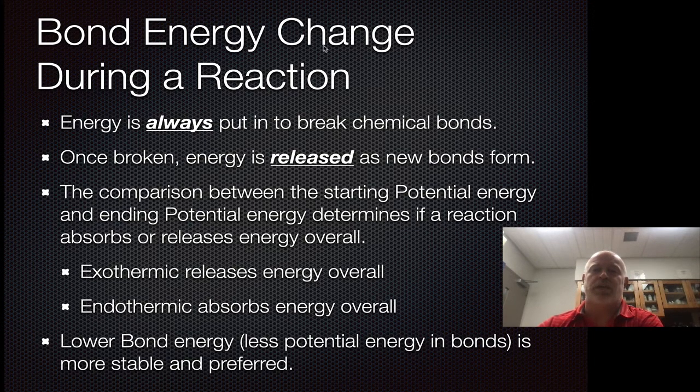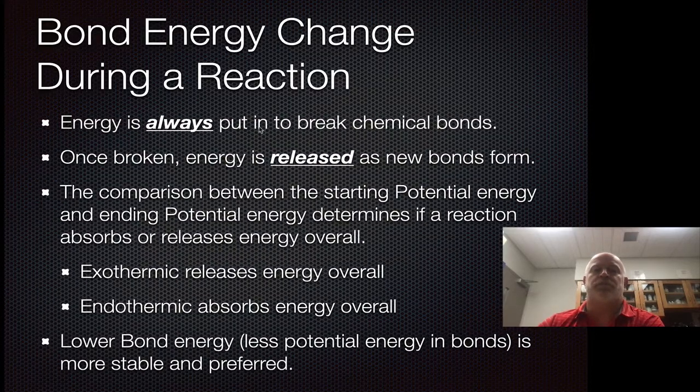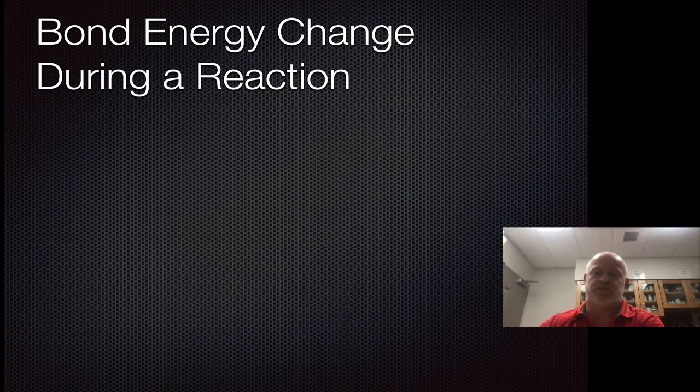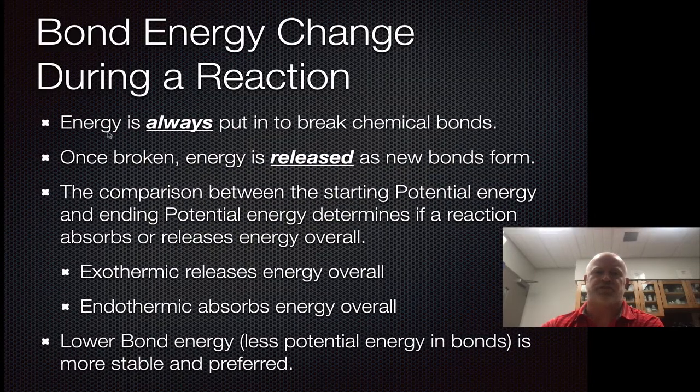So number one, when we have a change during a chemical reaction, energy is always put in to break chemical bonds. What we saw previously was bonds forming, so energy was being released. When you break a chemical bond, you have to put energy in. If we're down here with a chemical bond and want to break it, we have to pull them apart, which means running up the curve in this direction, and we have to put energy in to separate them. You always put energy in to separate them, and when they form, they always go down.